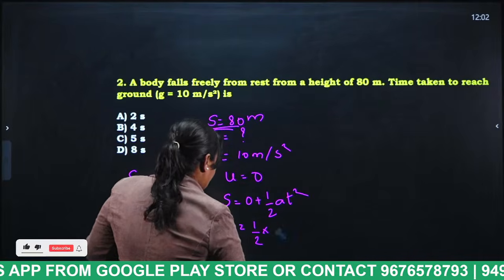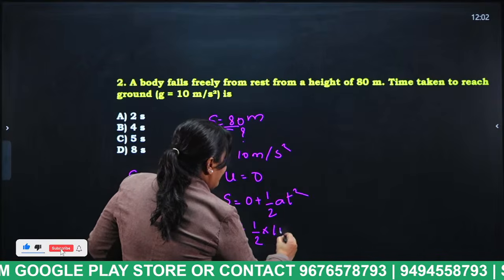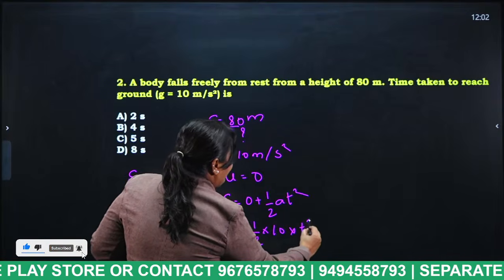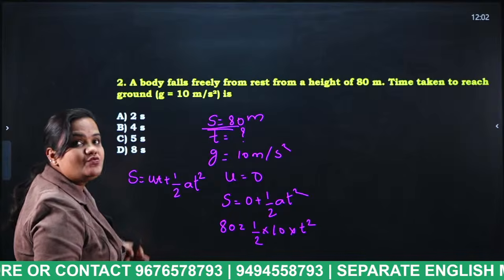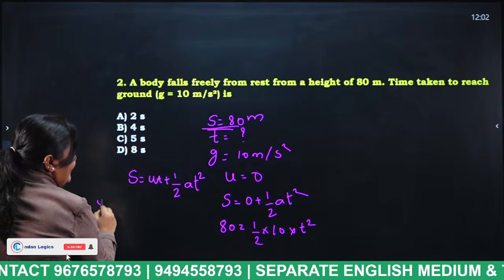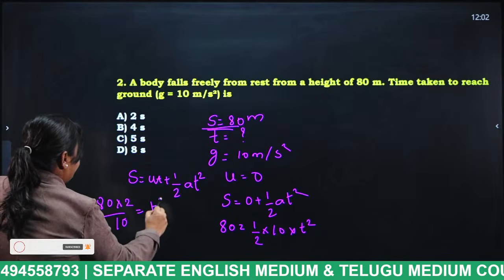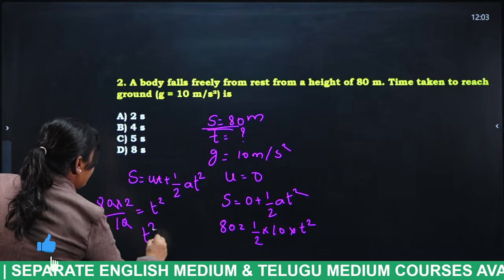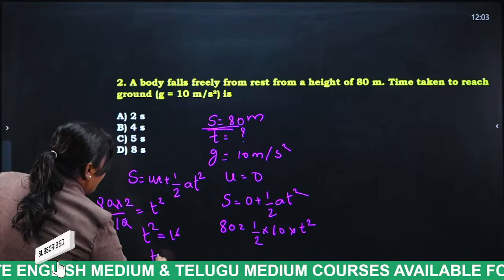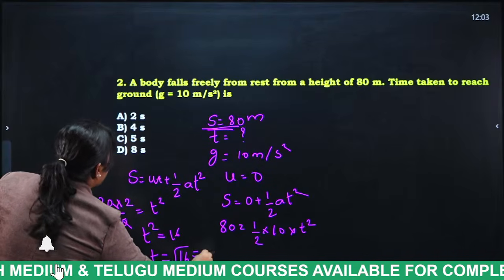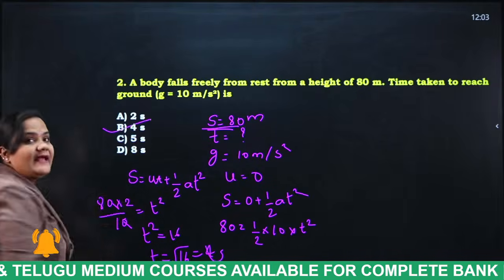What is acceleration due to gravity, students? 10 into t square. We have to find time. So by this what you will get, students? So 80 into 2 by 10 is equal to t square. So t square is equal to 16. So finally we will get t is equal to 4 seconds. So option B is the correct answer.